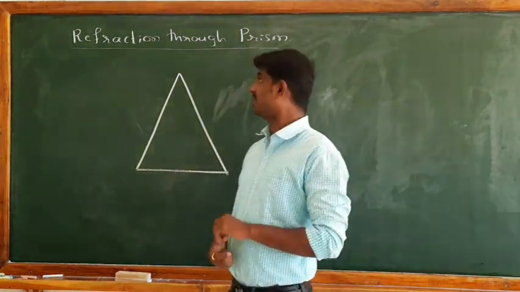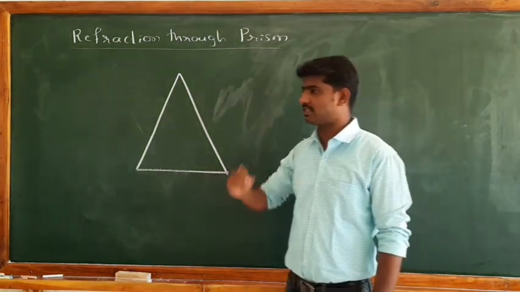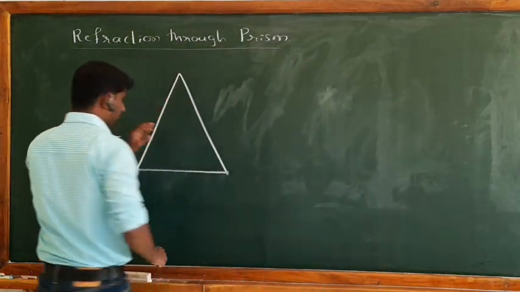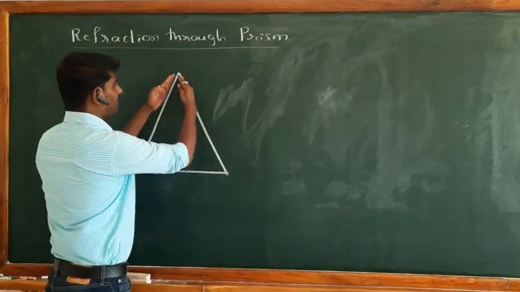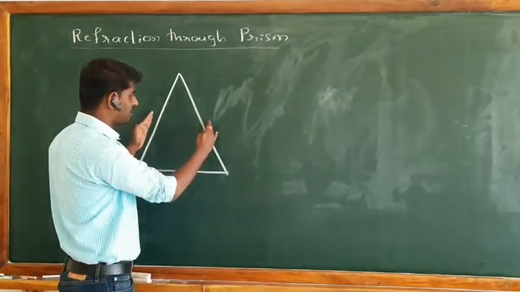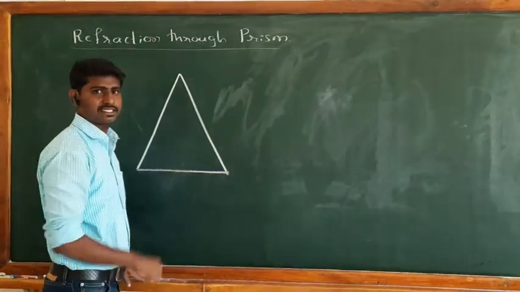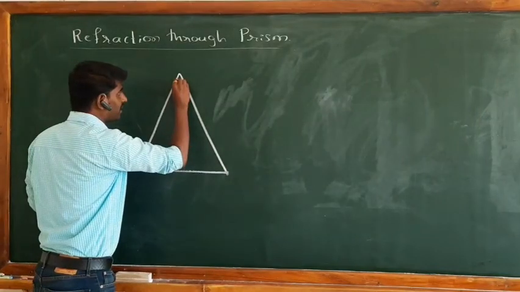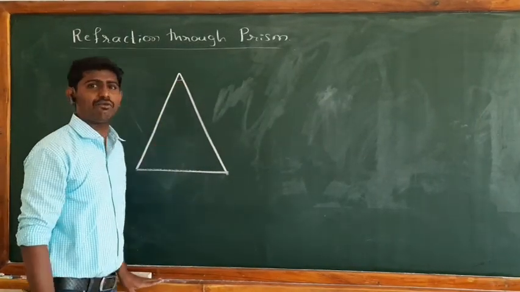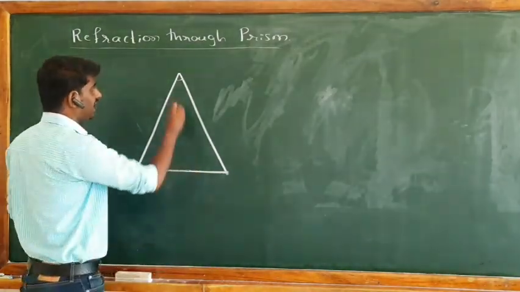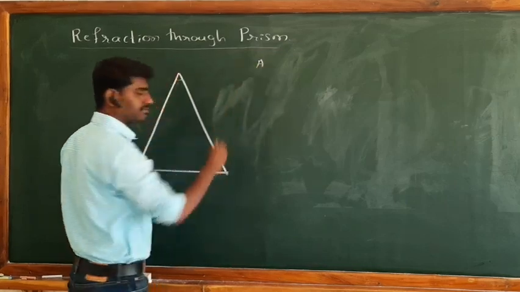Okay, today the next point, refraction through a prism. This is the prism, and a prism consists of two refracting surfaces inclined at a particular angle, and there will be a base. The angle between the two refracting surfaces is called the angle of prism, and it is usually represented by the symbol A. A is the angle of prism.